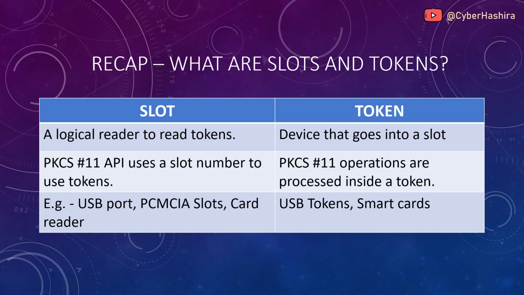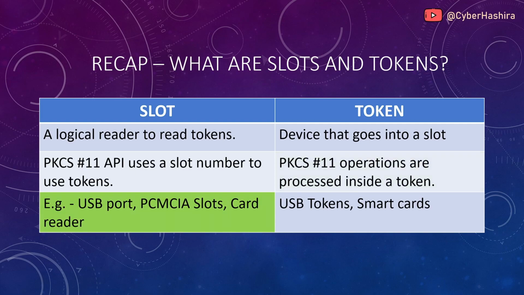I'll start with a quick recap on what we have learned so far about slots and tokens. A slot is a logical reader which is used to read a token, and a token is a device that goes into that slot. An application would always use a slot number to pass PKCS 11 function calls to a token. PKCS 11 function calls received by a slot are processed by a token, and that's why most applications would always look for a slot with a token present in it.